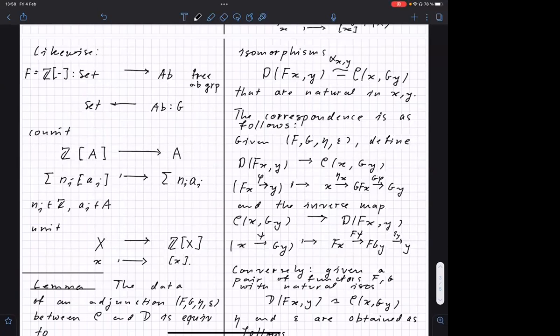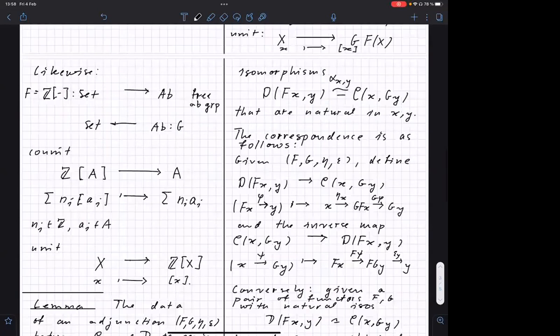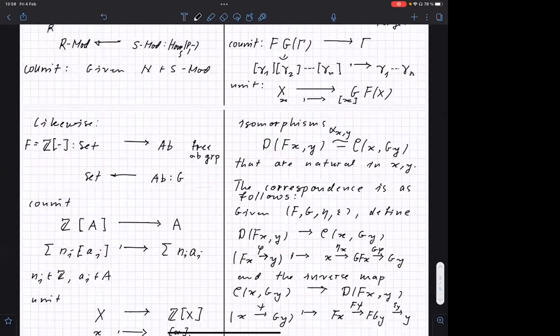Excuse me. As I remember, you didn't finish the example about free groups. Yes, and you were about to use the counit. Okay, but I'm going to let you look at the notes later because we probably lost about 20 minutes. Okay.